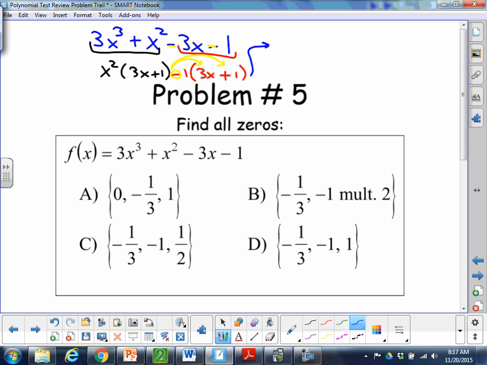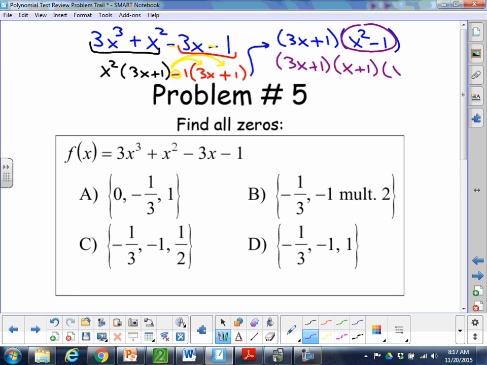Then we can go ahead and finish the grouping. They share a 3x plus 1 now. Common factor, bring it out front. Leftover stuff is x squared minus 1. Now here's one where it is still factorable. The 3x plus 1, but this right here is the difference of perfect squares: x plus 1 and x minus 1. And that would be the final step to factoring it, but this is finding all zeros.